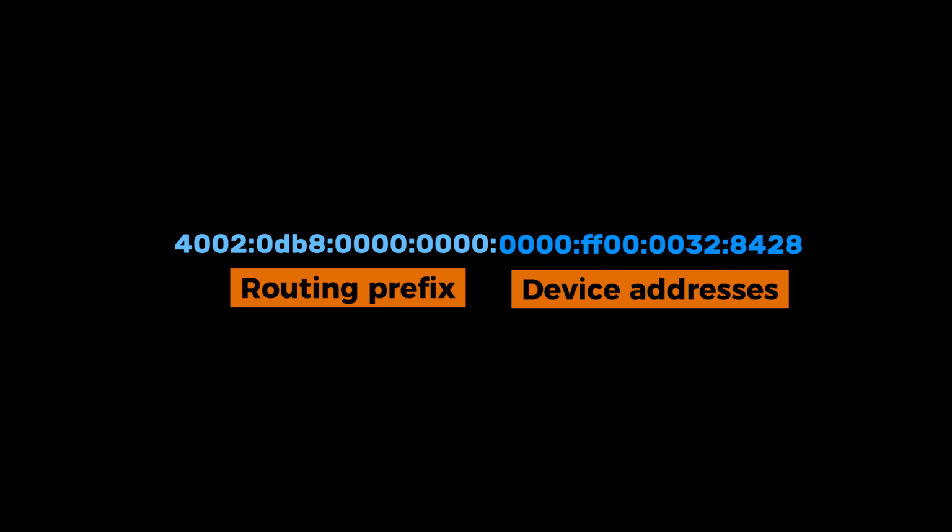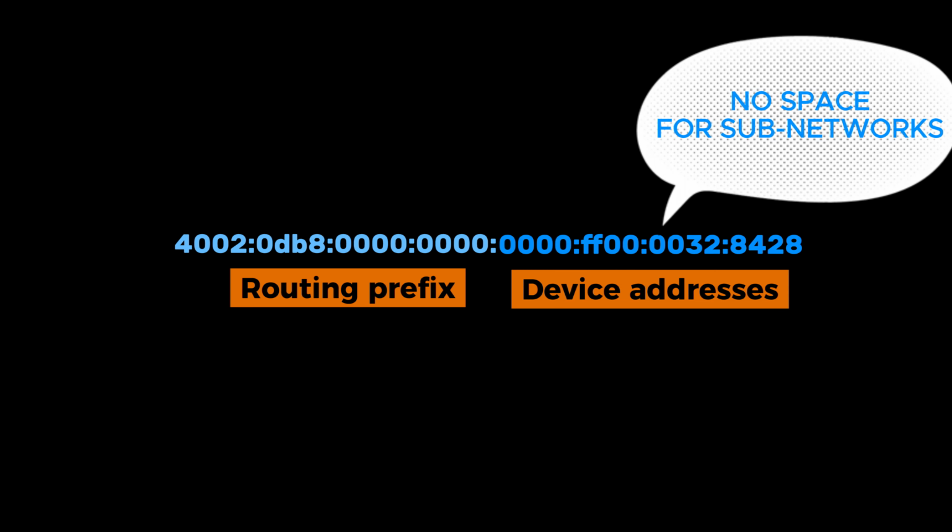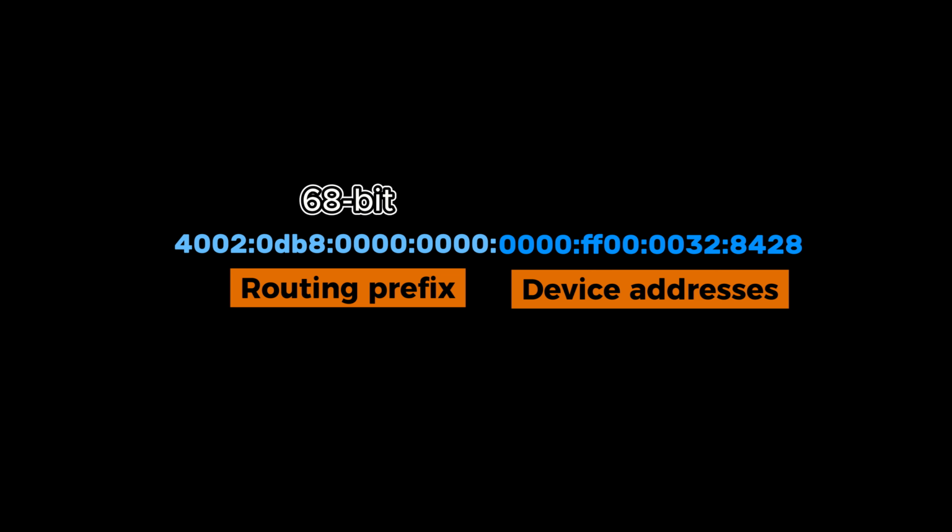That is why SLAAC can work only with 64-bit device IDs and respectively 64-bit prefixes. So practically, if you have a 64 prefix network, you would not be able to use SLAAC and have subnetworks within your range. A 68-bit prefix and SLAAC? No, sorry. To be fair, with IPv6 there are also a lot of improvements.